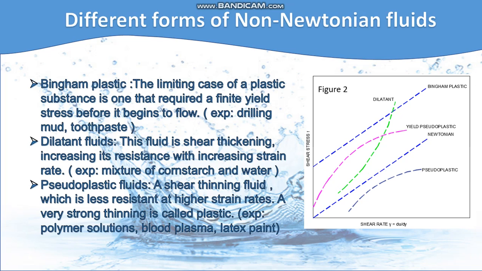Dilatant fluids exhibit shear thickening properties. The fluid viscosity increases with the rate of applied shear stress. A mixture of cornstarch and water is a good example of dilatant fluids. Pseudoplastic fluids such as paint and ketchup exhibit shear thinning properties, where the viscosity decreases with the rate of applied shear stress. Yield pseudoplastic fluids are similar to pseudoplastic fluids, with the exception that they exhibit a yield stress level.